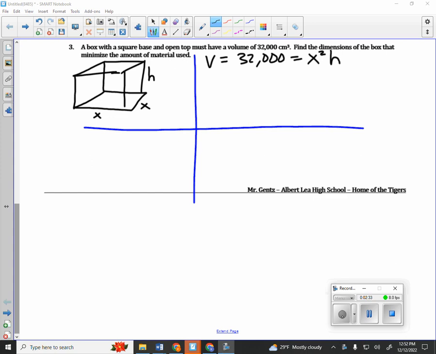Would you agree that we want largest volume, but we don't want to use much material? That's the goal. And so I need an expression for the amount of material, which is a fancy way of saying the surface area that would be used in order to accomplish that box. See if you can come up with that. Take a minute, minute and a half. Go. 5, 4, 3, 2, 1.